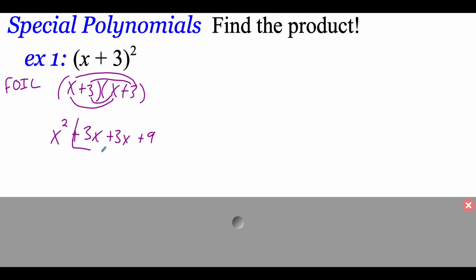Now we do have some like terms in the middle that we're going to be able to add together. 3x plus 3 more x is 6x. So we get x squared plus 6x plus 9. So FOILing still works, but we're going to focus on some of the shortcuts that we can use with these special polynomials.